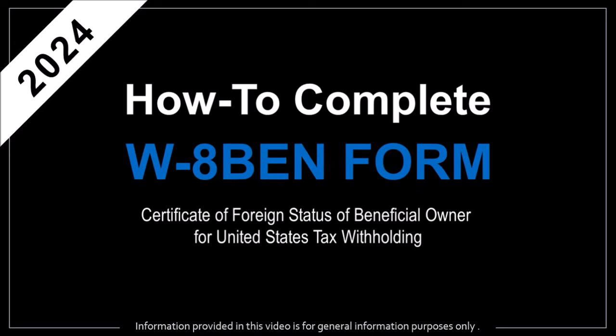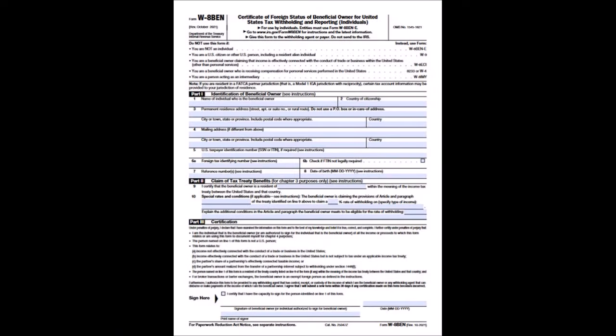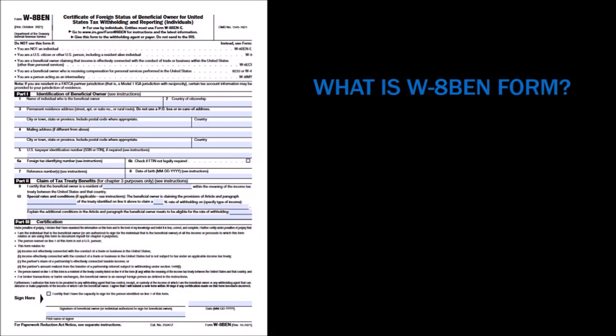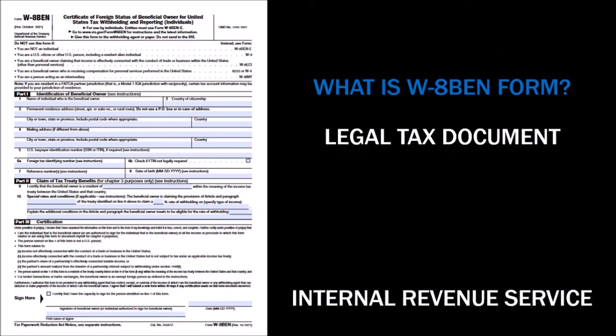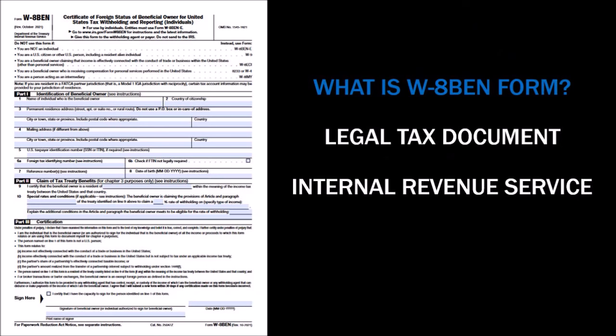First, let me explain briefly what the W-8BEN form is. It's called the Certificate of Foreign Status of Beneficial Owner for United States Tax Withholding. In simple terms, the W-8BEN form is a legal document required by the IRS, or the Internal Revenue Service in the US, in order to declare your tax status.